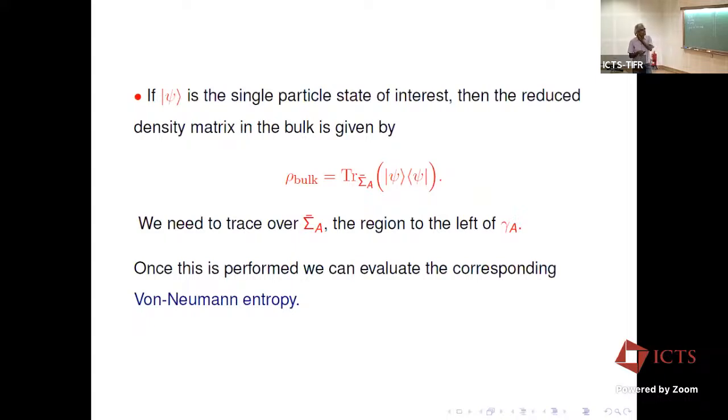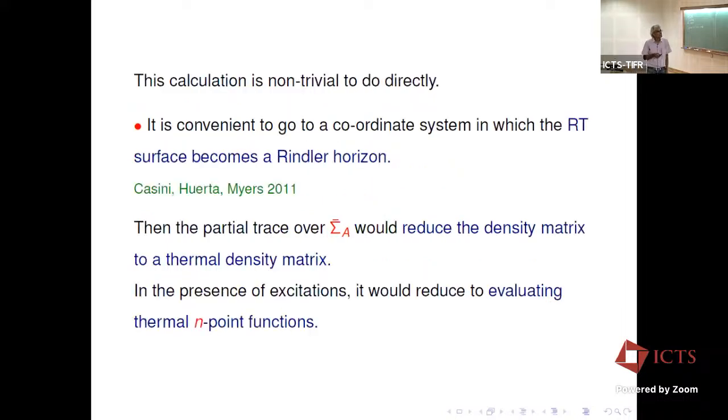So how do we calculate the bulk entanglement entropy? If psi is a single particle state of interest, then the reduced density matrix for psi in the bulk is some A dagger A and something. And we need to trace over the remaining part. And once this is performed, we can evaluate the corresponding von Neumann entropy. Now, it is convenient to go to a coordinate system in which the Ryu-Takayanagi surface becomes the Rindler horizon. This was actually one of the earliest things where I think Rob was involved. So then the partial trace over sigma A should reduce to the thermal density matrix. And these excitations would be evaluating thermal n-point functions.